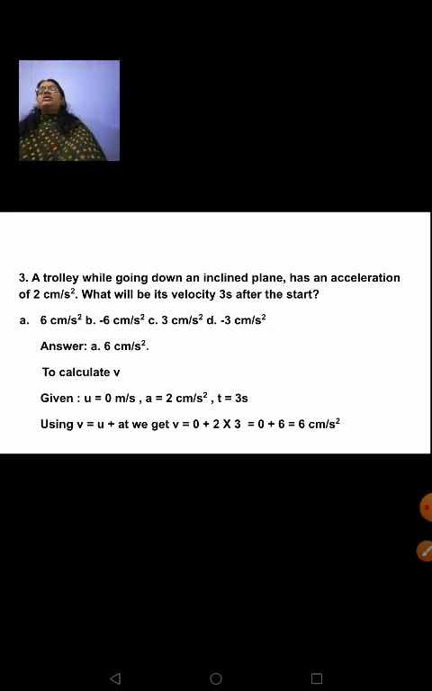Next question. A trolley while going down an inclined plane has an acceleration of 2 cm per second square. What will be its velocity 3 seconds after the start?